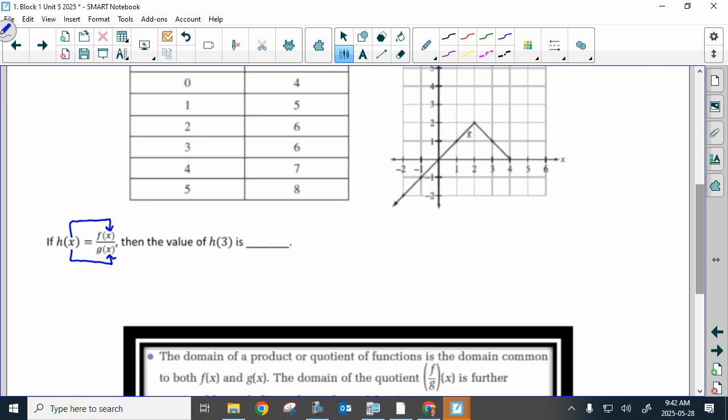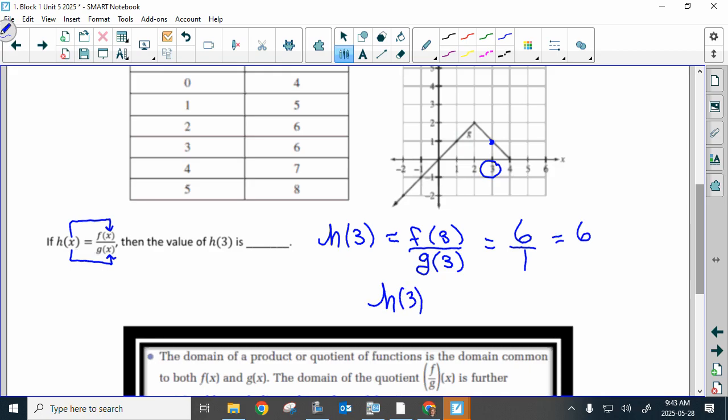3. Put it in. So if I'm going to find h of 3, that's going to be f of 3 divided by g of 3. What's f of 3? What's g of 3? Thank you. That took a little while. So h of x will have the ordered pair 3 and 6. So h of 3 is 6. Done.